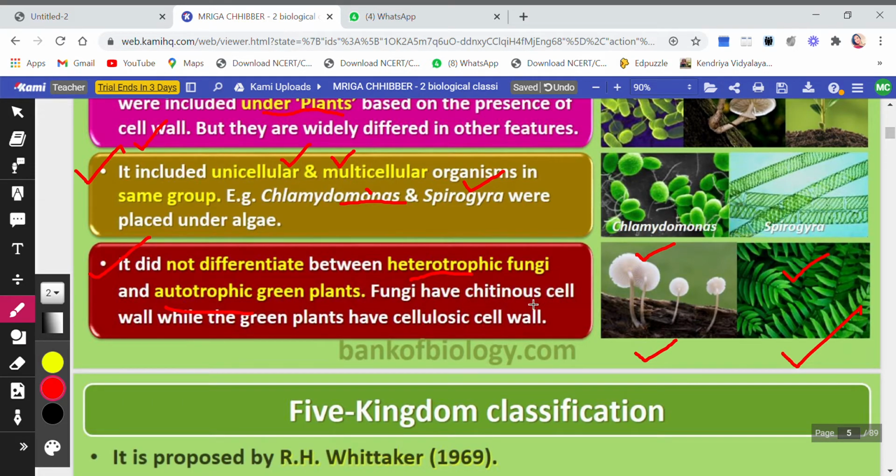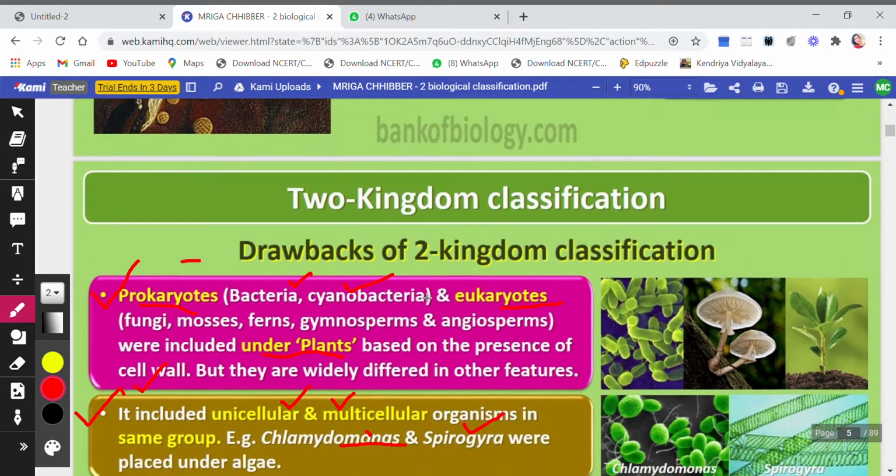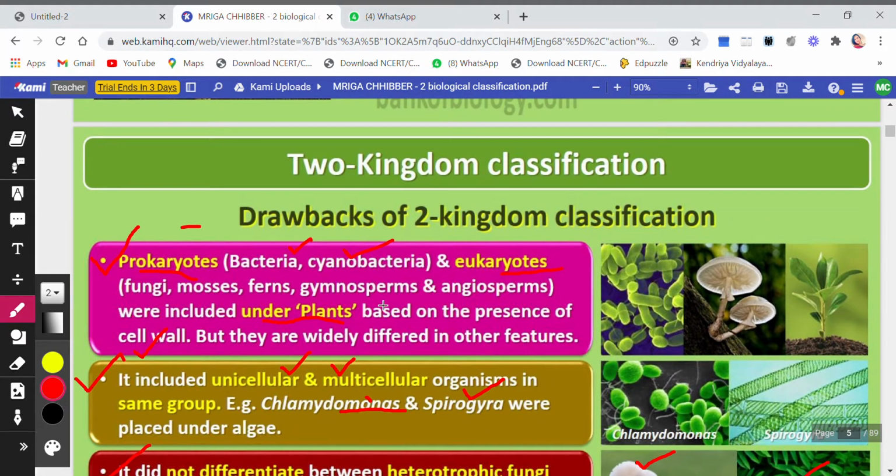And one more thing, fungi have a cell wall which is made up of chitin, whereas plants have a cell wall which is made up of cellulose. So there were quite considerable differences between fungi and plants, but still fungi and plants were kept under the same category. So this was a drawback. These were the drawbacks of the two kingdom system.